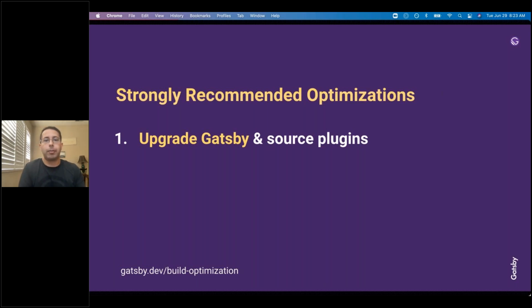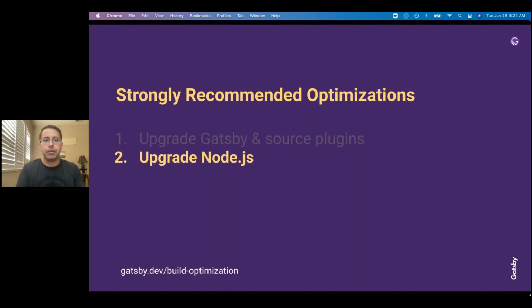Okay, so strongly recommended optimizations. These are things that will almost certainly, if you haven't done them already, improve your build speed noticeably. So upgrading Gatsby and source plugins, right? Because they take advantage of these optimizations. Upgrade Node. This is one that maybe doesn't come to mind, but Node is getting more performant as time goes on, and Gatsby builds are a Node process.